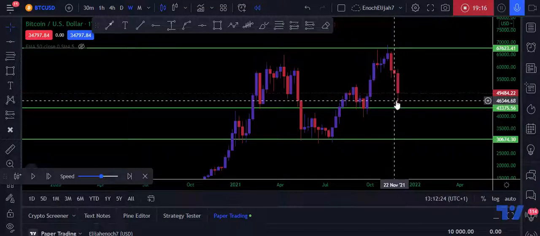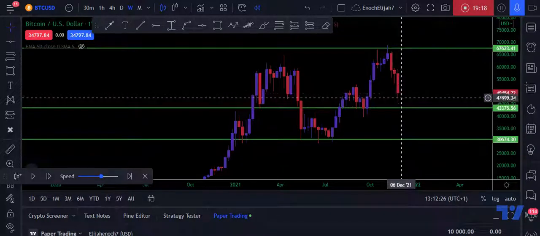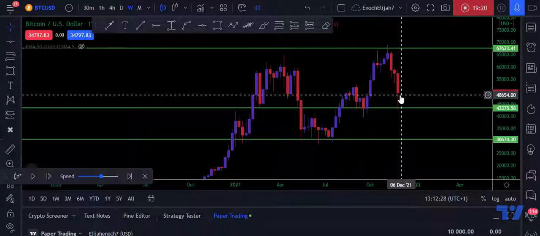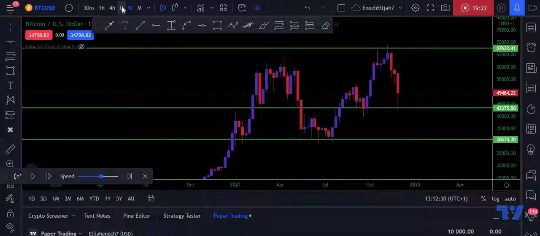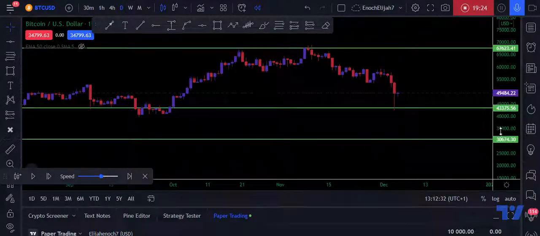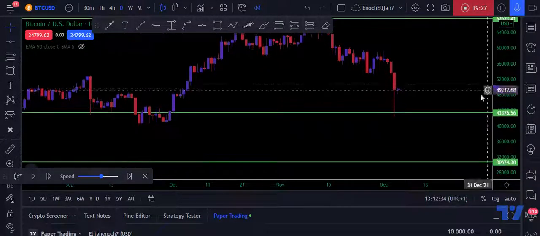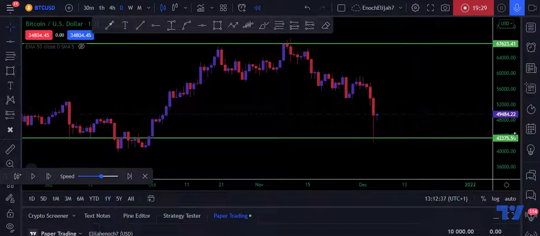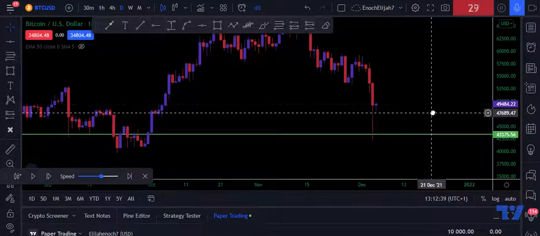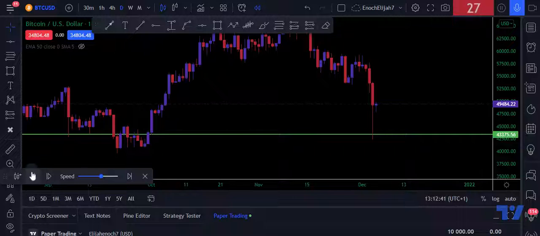Now I'm seeing a rejection here, which means that I can begin to look for a buy opportunity on the daily. But I'm not going to just enter blindly like that. No, not yet. I want to see this daily become fully bullish before I enter for a buy. So let's see what happens.